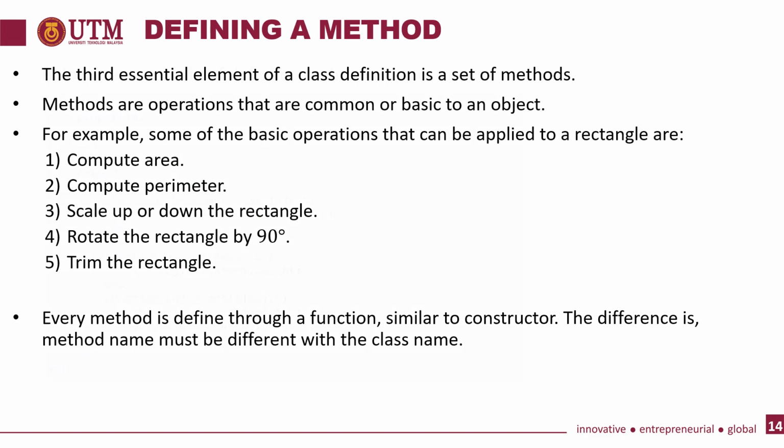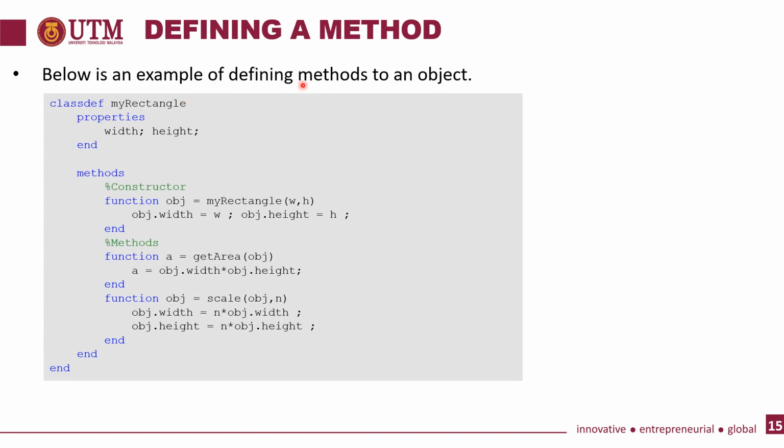So this is an example of defining methods for an object. Now we can see that this is the class definition. Your class name is myRectangle, and the properties or the variables inside your class are width and height. Then inside the methods, you initialize a constructor because you wanted to give some input to your width and height. You wanted to initiate some values, some data inside the variables width and height. Therefore, you create a constructor. So here you are initiating a constructor, and this is the methods.